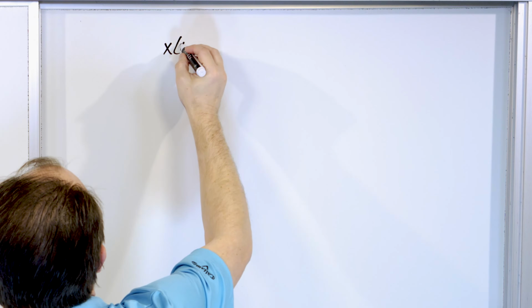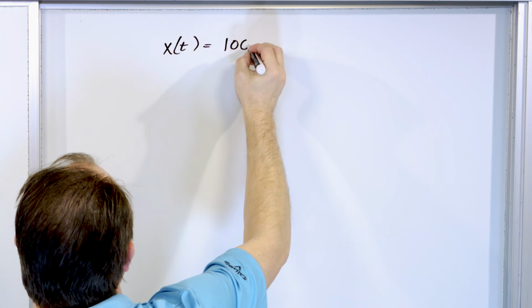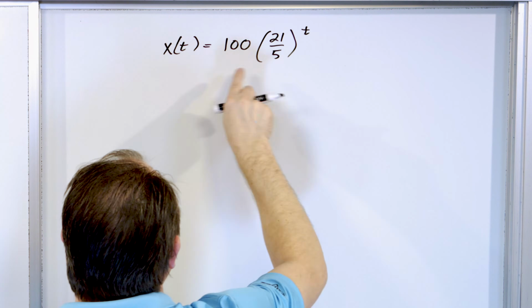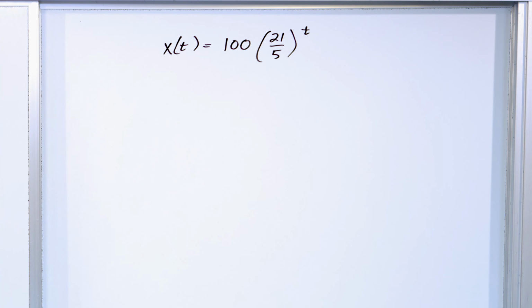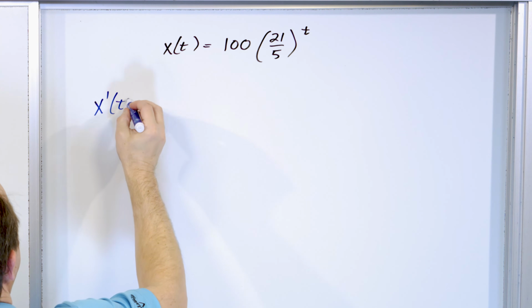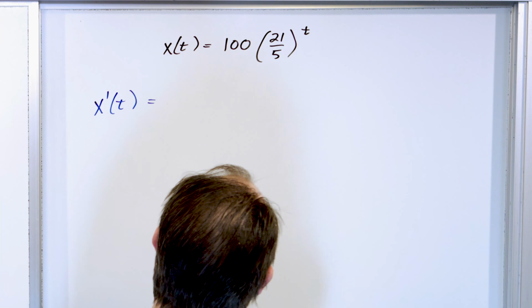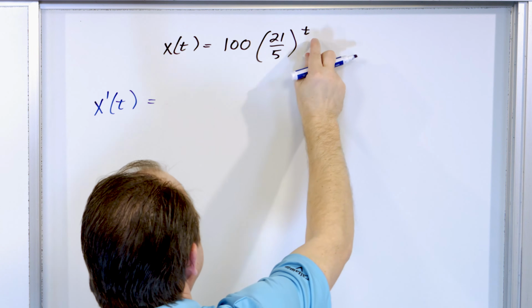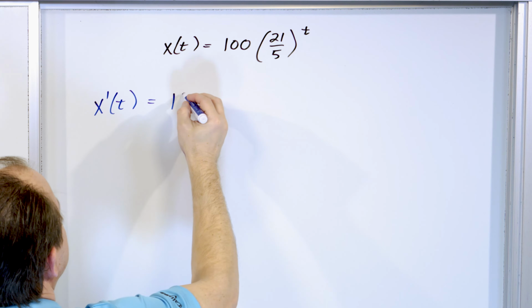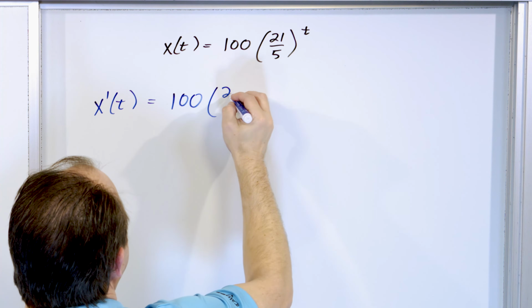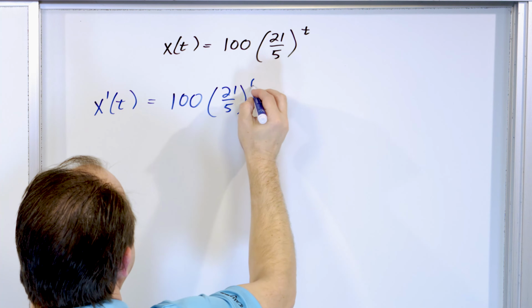X of t is 100 times 21 over 5 to the power of t. This is the population size. Now we want to know what the rate of growth is. So x prime of t. How do we take the derivative of this thing? Well, this is a base. It's a weird fractional base, but it's just a number to the power of t. We know how to take derivatives of that. First of all, the exponential remains indestructible, 21 over 5 to the t, right?